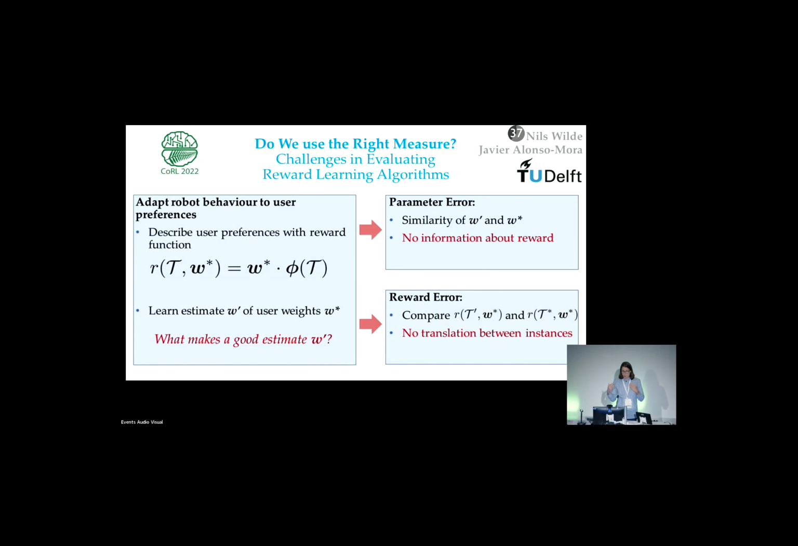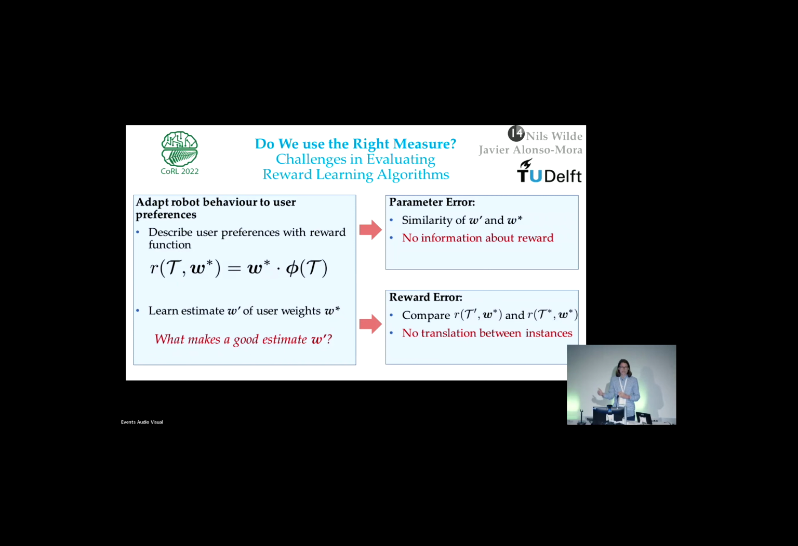So our question is, what makes a good estimate? In simulation experiments, when we have access to ground truth user weights, there are two principal ways to go about this. The first is to look at a parameter error, where we just compare how similar the estimated vector is compared to the ground truth. Unfortunately, this approach does not give us any information about the reward in the worst case.